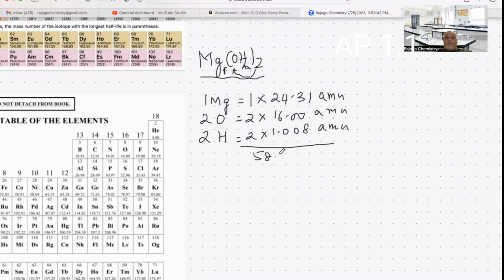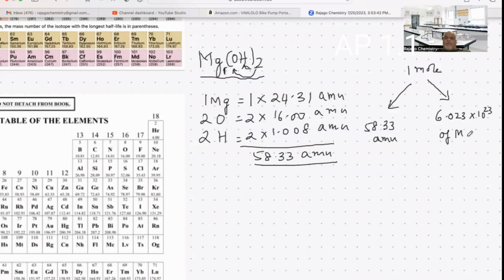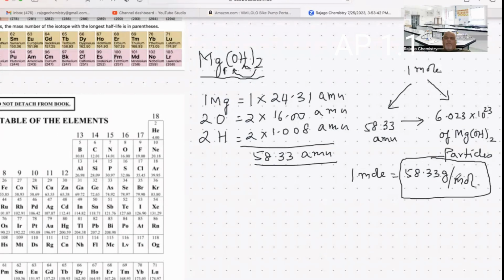The mass will be 58 point. So if you take 1 mole of magnesium hydroxide, it will weigh 58, or Avogadro number of magnesium hydroxide units. We can say nothing but 58 grams in 1 mole.